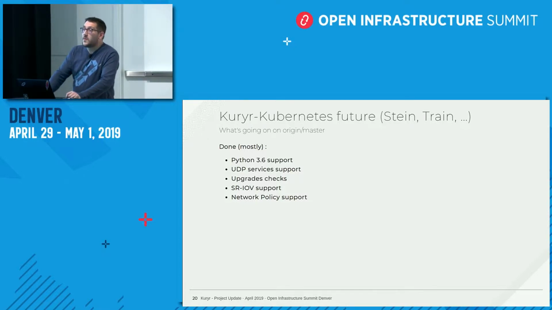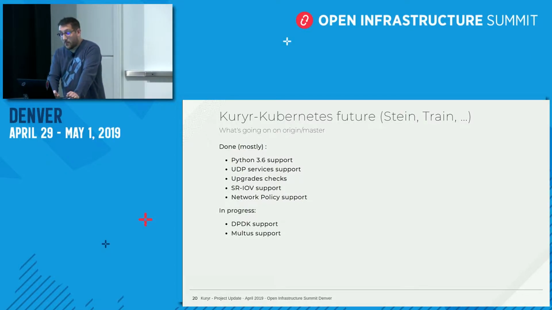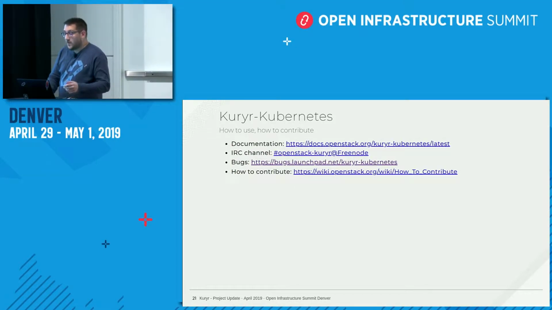With SRIOV, we need to work with Samsung, because we would need some third-party CI from their side, because as of now, the OpenStack infrastructure doesn't support SRIOV in their upstream CI. So there's no way that we could test this upstream without specific hardware. Also in progress are DPDK support alongside SRIOV and Multus.